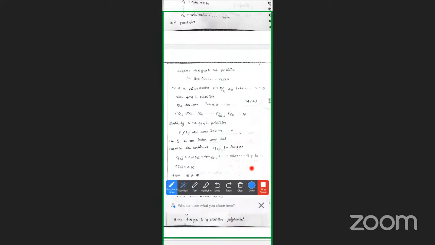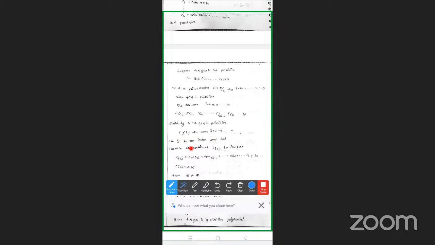For some i = 1 to m, p divides a0, p divides a1, p divides a2, up to p divides a(i-1), but p does not divide a_i. So this is equation 1. Similarly for g(x), p does not divide b_j, for some j = 0, 1, 2, up to n.